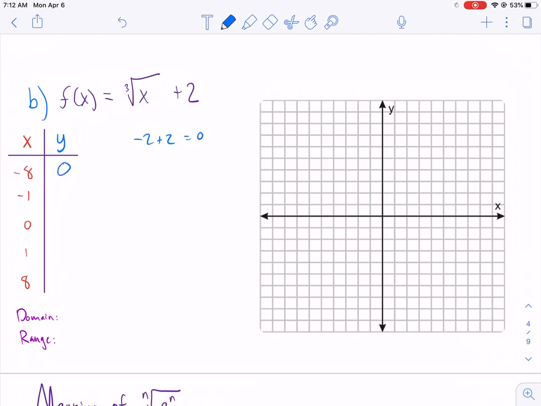Now what I'm doing is I'm kind of doing shorthand. I don't have a lot of space to work here. So I'm kind of doing this in my head, but if you were confused, I would recommend writing this all out on a big piece of paper. So then we have cube root of -1 is -1. We're adding 2, we're going to get 1. Plug in 0, we're going to get 2. Plug in 1, we're going to get 3 this time because we have 1 plus 2 equals 3. And then for this, we're going to have 4.